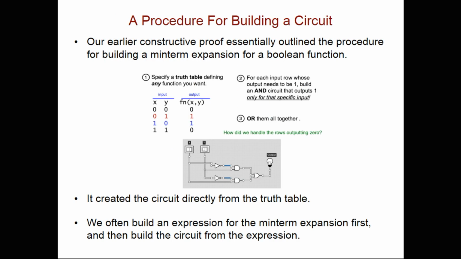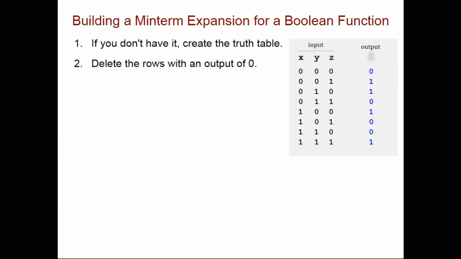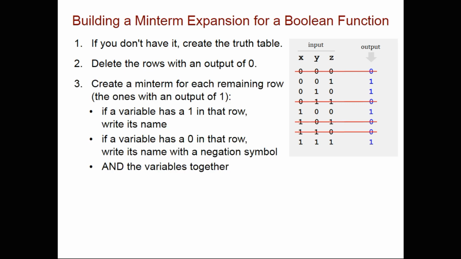So if we recall the procedure for building a circuit, the first step is to specify the truth table. Then using the Minterm expansion, we can design the circuit by building an AND gate for all rows that produce 1 and ORing them all together. Here is an example. Let's assume our function has 3 inputs, and this is the output. At first, we need to delete the rows that produce 0 as an output.